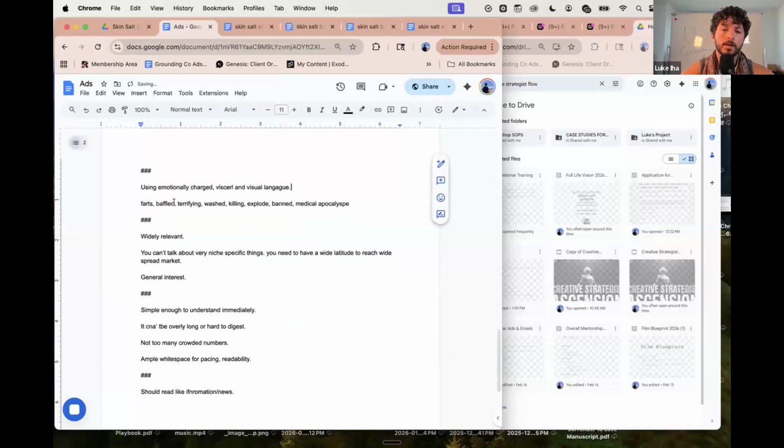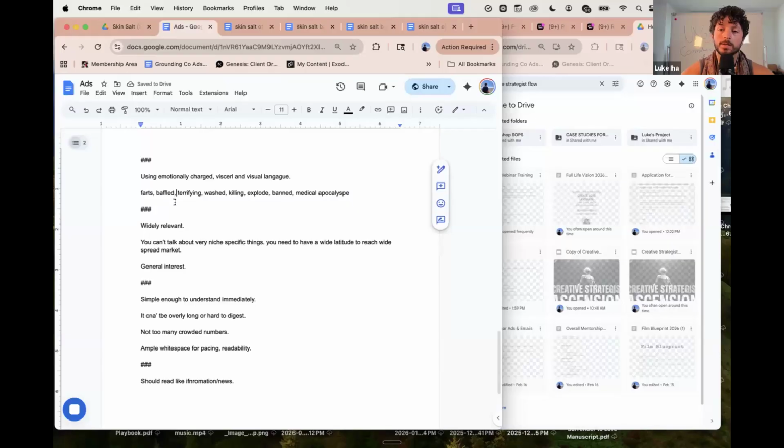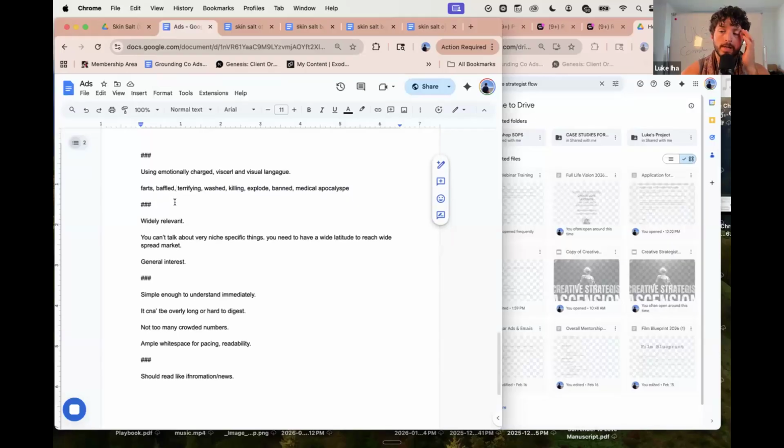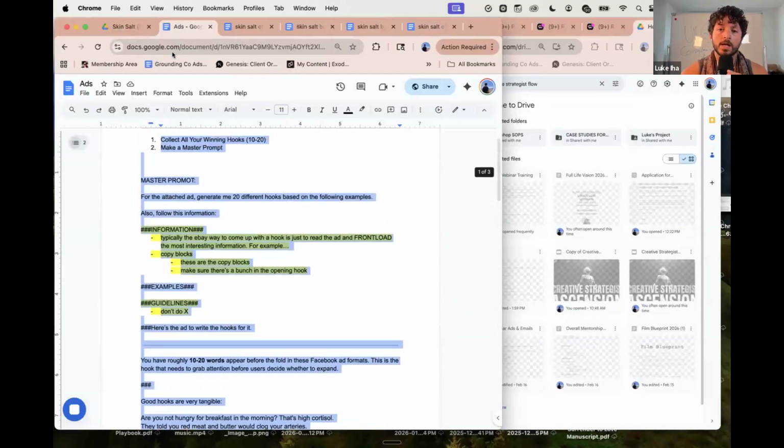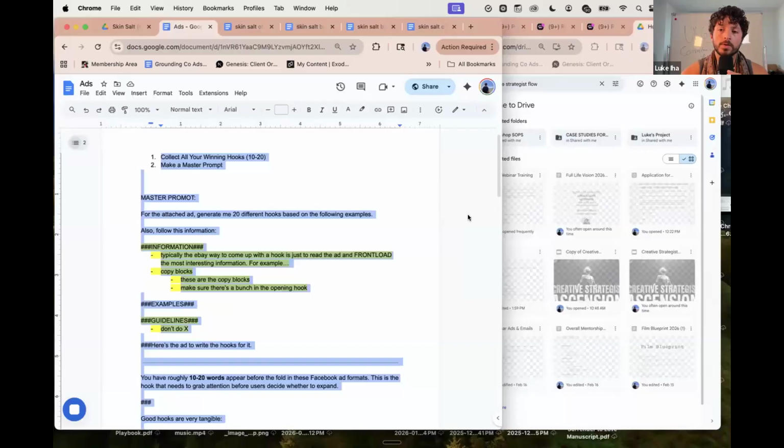Take that out. Sorry. Farts, baffle, terrifying, washed, killing, explode, ban, medical apocalypse. Right? I'm not saying to use all those words, but typically you want stuff in there that's strong, widely relevant, simple enough to understand immediately, and should read like information in news. Typically, if you pop in that kind of stuff and then give it a bunch of different examples, it's pretty good.